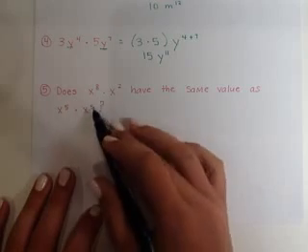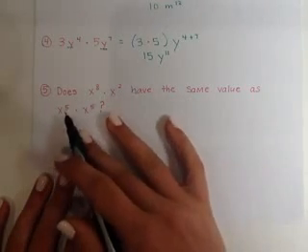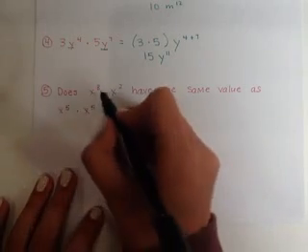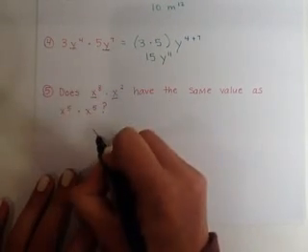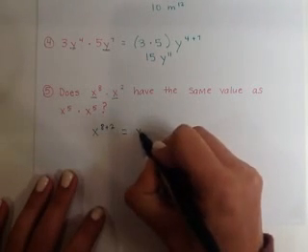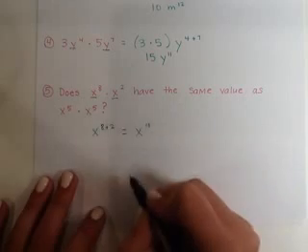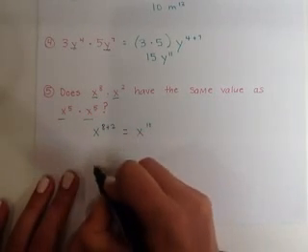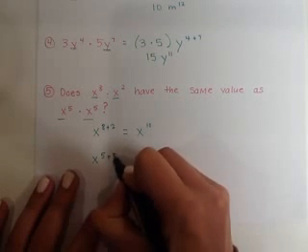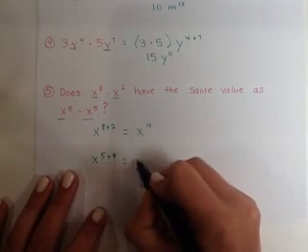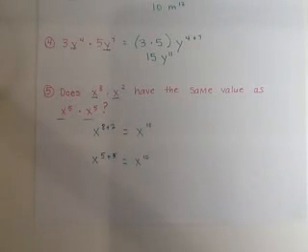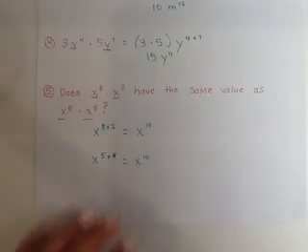Alright, does x to the 8 times x squared have the same value as x to the 5th times x to the 5th? Well, we need to simplify these. X to the 8 times x squared, you're multiplying with the same base, so you add the exponents. 8 plus 2 equals x to the 10th. Now here, you're multiplying with the same base of x, you add the exponents. 5 plus 5 is 10. Do these two have the same exact value? And yes, they do. It's x to the 10th.